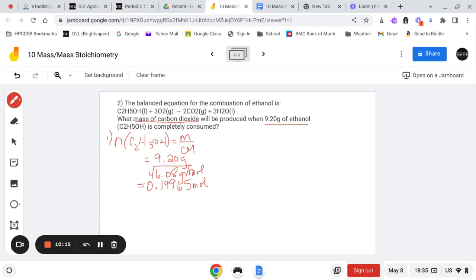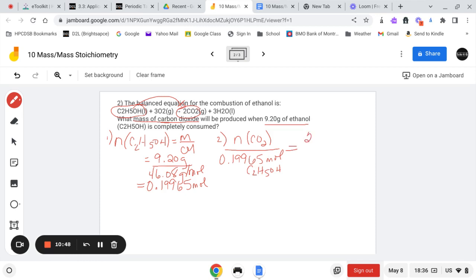Step 2 is for me to go from ethanol over to, what do they ask us for? Carbon dioxide. So we're going to mole ratio over to CO2. We'll set up our mole ratio and put the moles of carbon dioxide in the numerator. We compare that to the actual mole value that we just solved for, and that is for ethanol, C2H5OH. And then we equate that to the coefficients.